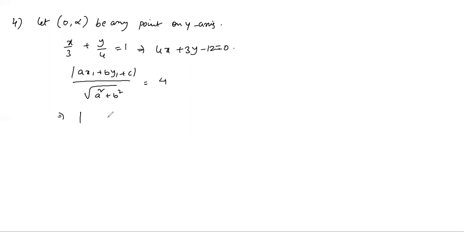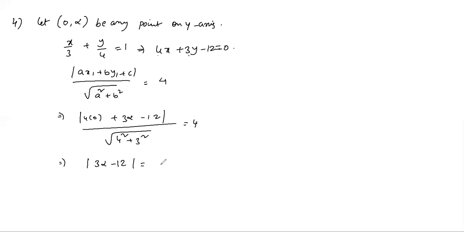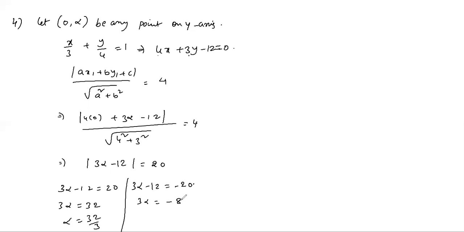So substitute this point 0, alpha. Mod of 3 alpha minus 12 by root 4 square plus 3 square equals 4. So modulus of 3 alpha minus 12 equals 4 into 5, 20. So 3 alpha minus 12 equals plus 20, 3 alpha equals 32, alpha equals 32 by 3. Case minus: 3 alpha minus 12 equals minus 20, so 3 alpha equals minus 8, alpha equals minus 8 by 3.